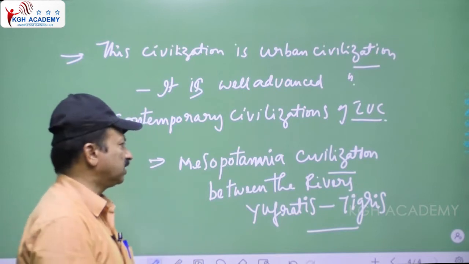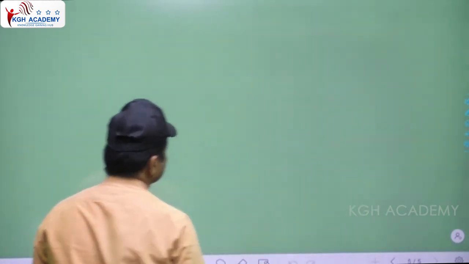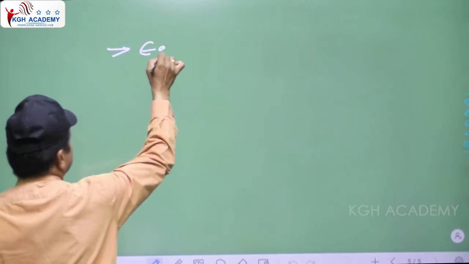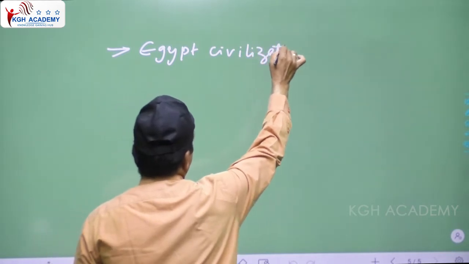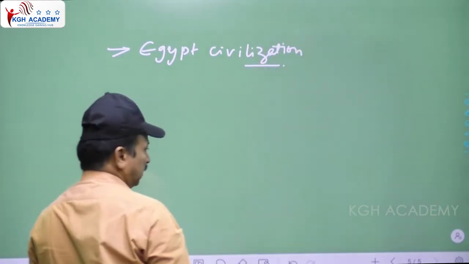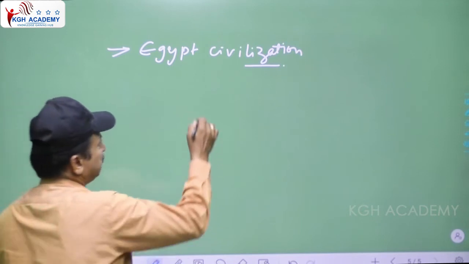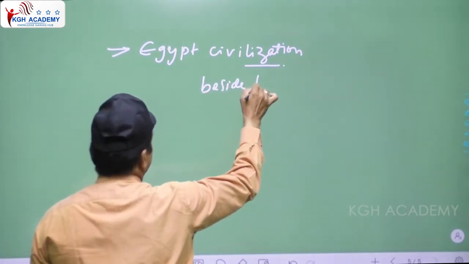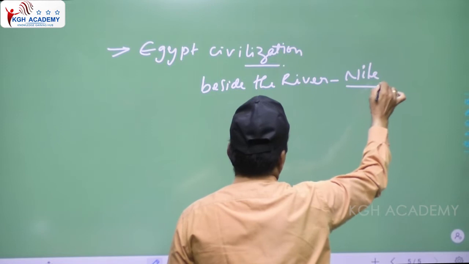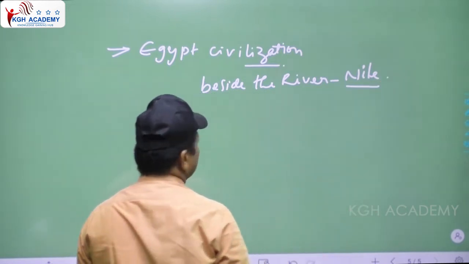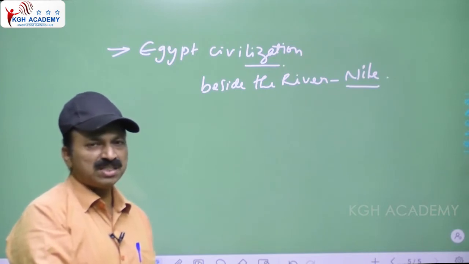Second one, Egypt civilization, which is also a contemporary civilization. It developed or flourished beside the river Nile. Beside the river Nile only this developed.